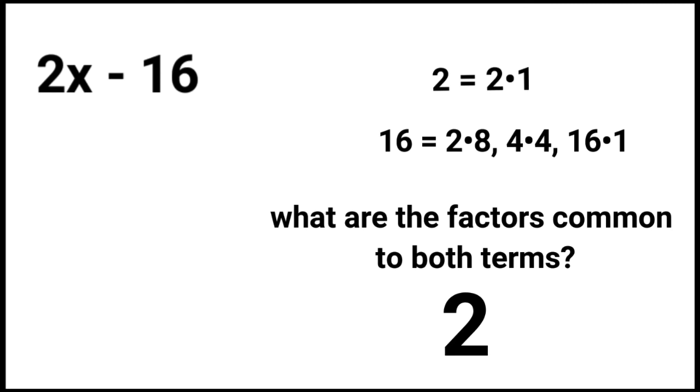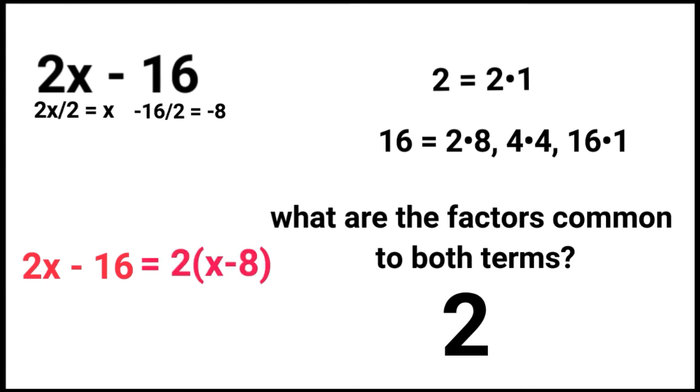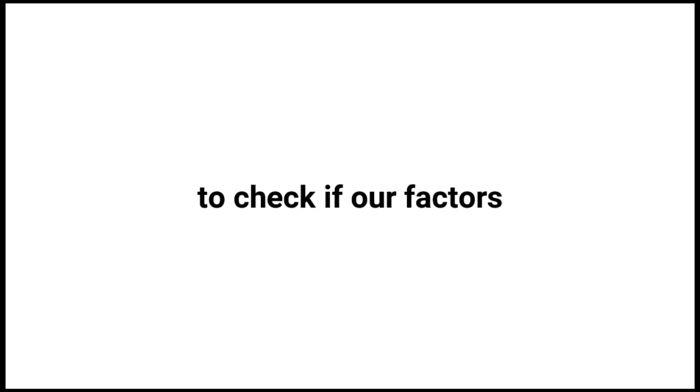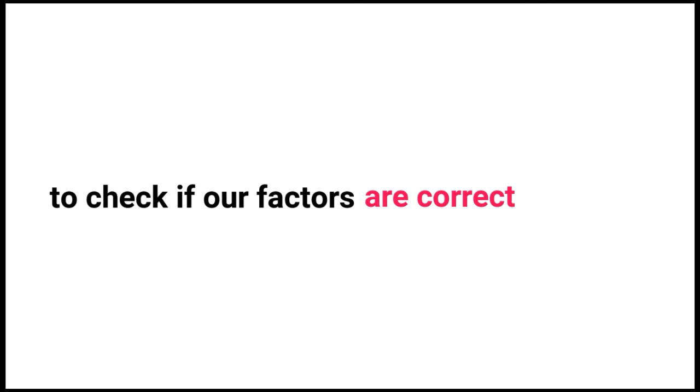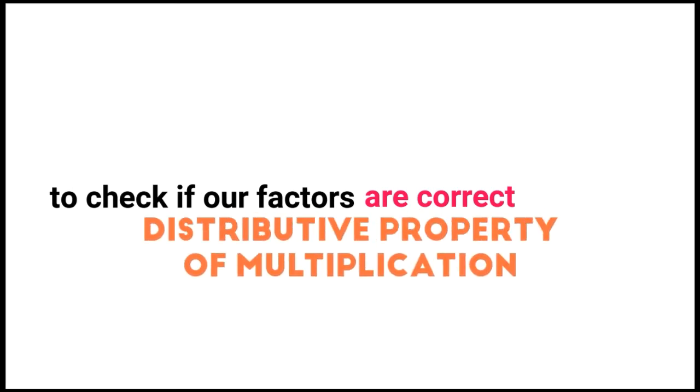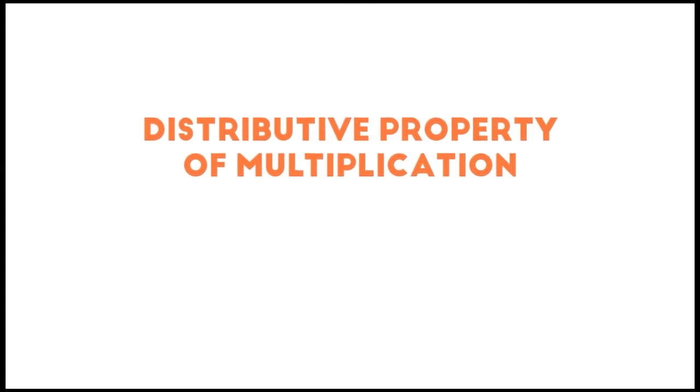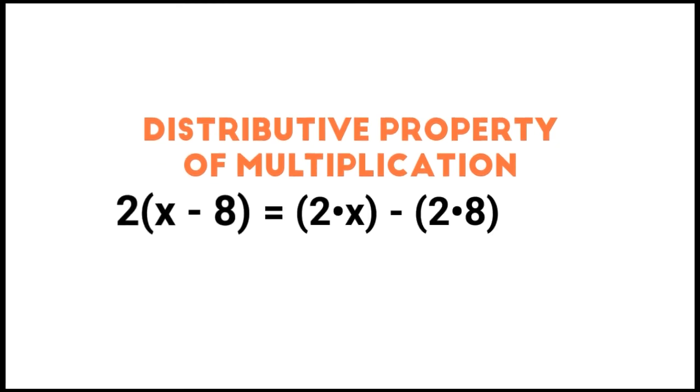To determine the other factor of the polynomial, we have to divide each term by the GCF. So we have 2x divided by 2 is x, and negative 16 divided by 2 is negative 8. So we have the factors of 2x minus 16, or 2x minus 16 equals 2 times the quantity x minus 8. To check if our factors are correct, we're going to apply distributive property of multiplication. We will multiply the GCF to each term inside the parentheses.